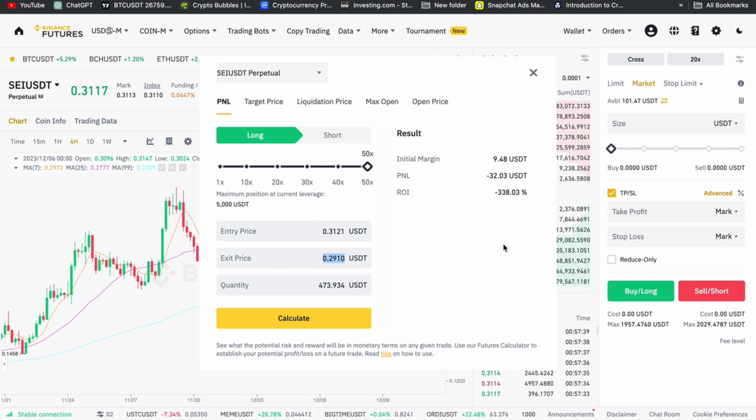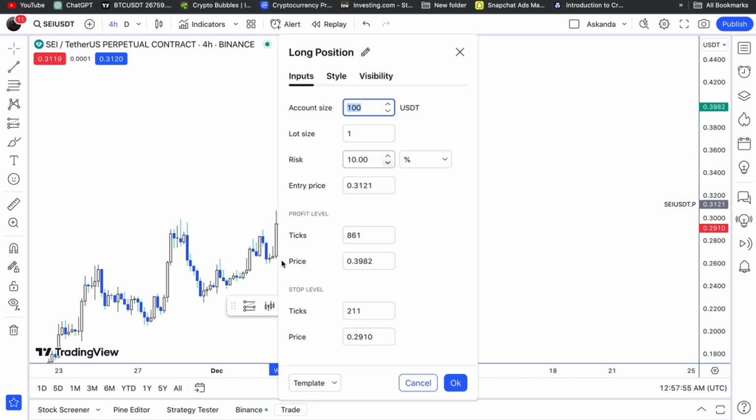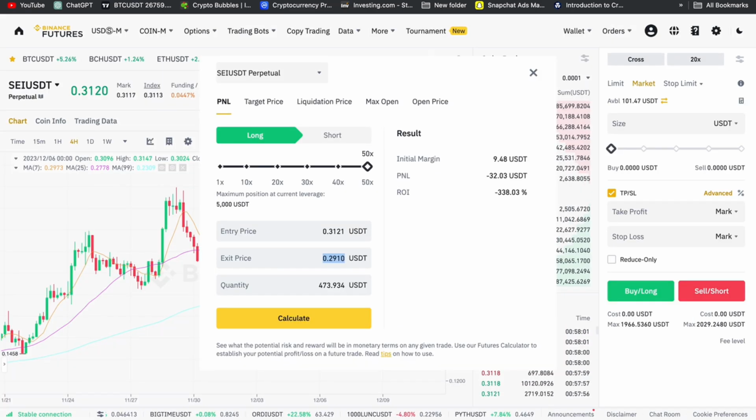Okay, so let's enter our take profit. If we enter this trade with these particular values, we are going to lose $32 on the account. That's about 32%. So if we double click and we look for our take profit level, right? So we know our take profit level is 0.3982.